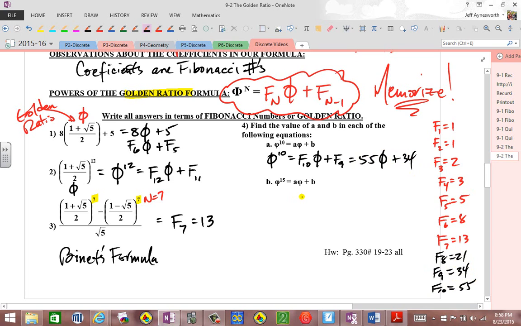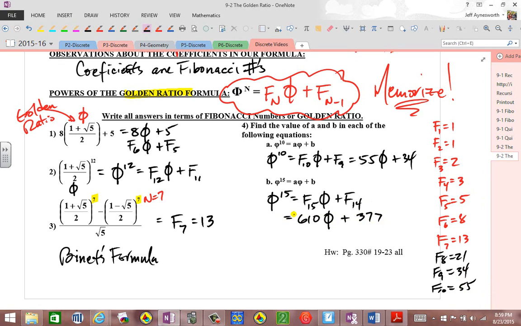All right, what is this guy? Let's see here. Phi to the 15th power. Okay, that's F15 times phi plus F14. You'd have to expand this, and when you keep on going and get 5 more Fibonacci numbers, you get 610 times phi plus the term before it, which is 377. Okay, you can calculate that on your own. All right, and that's how you play with it a little bit. Powers of phi, powers of the golden ratio, which is 1 plus root 5 over 2.